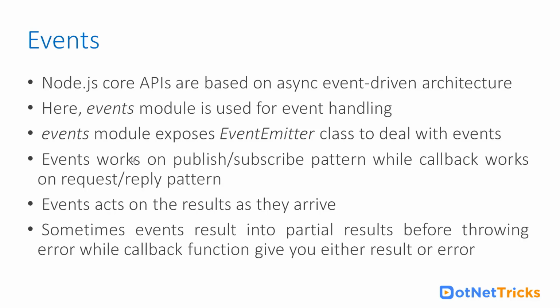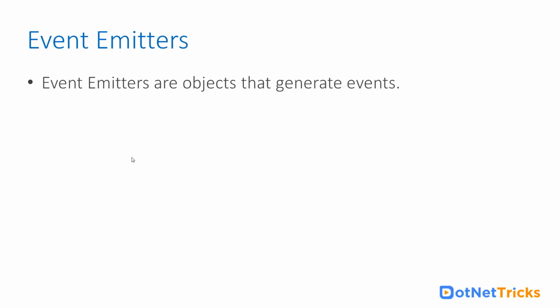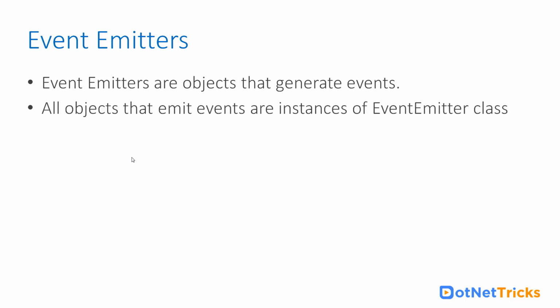Sometimes events result in partial results before throwing an error. So in case your listener gets some error in between, it may give you a partial result, and you have to provide a callback function to access or handle the errors. So let's see how EventEmitter works. Event emitters are objects that generate events. There is a class, as discussed, and all objects that emit events are instances of the EventEmitter class.